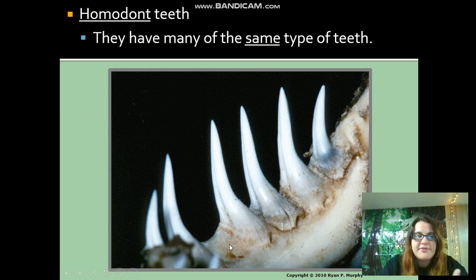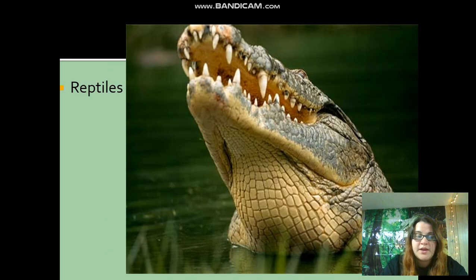And then we have homodonts. So heterodonts are organisms that have different types of teeth. Homodonts are organisms that have the same type of teeth. Now they can be different sizes, but they have generally the same shape. Okay, remember heterodonts, we had incisors, canines, premolars, and molars. Homodonts, they don't have them classified like that. They're just all teeth. Okay, so reptiles are a good example of this.